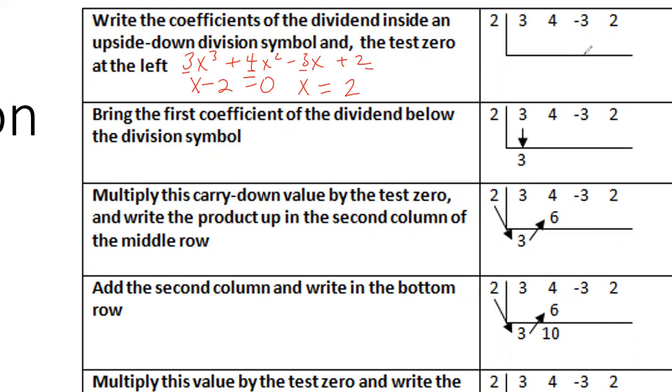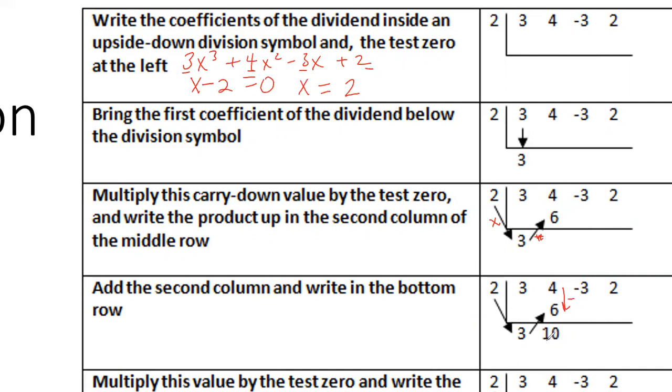After you set it up, then you begin the process. First, you're gonna bring down the first coefficient. So we bring down the 3. Second, you're then gonna start the pattern. The pattern is we multiply diagonally and add vertically. So we're gonna multiply. 2 times 3 is 6. And then you're gonna add vertically. And 4 plus 6 is 10.